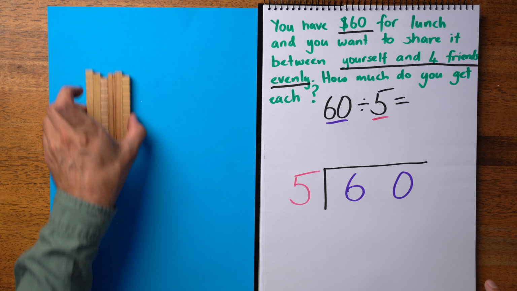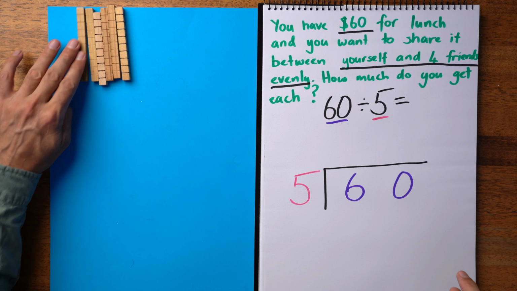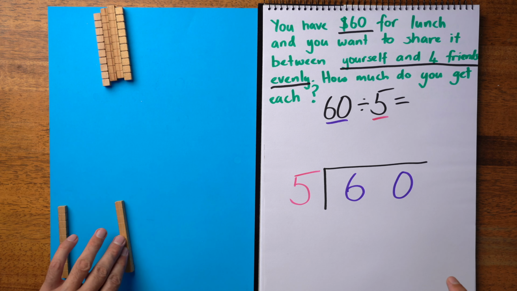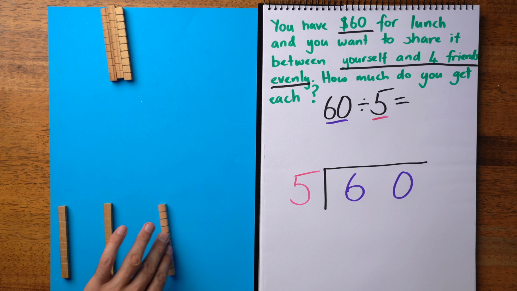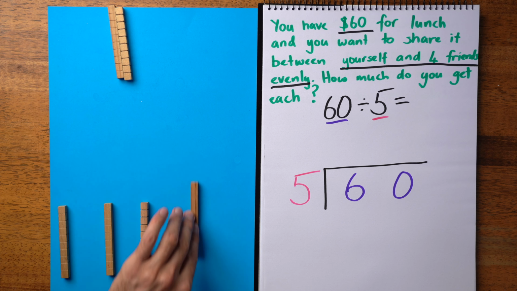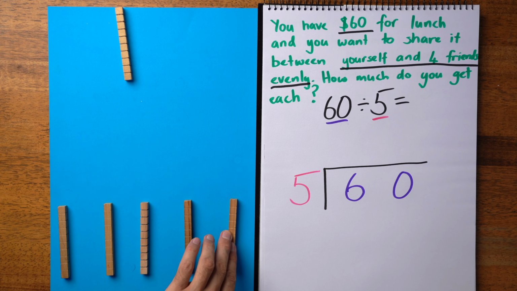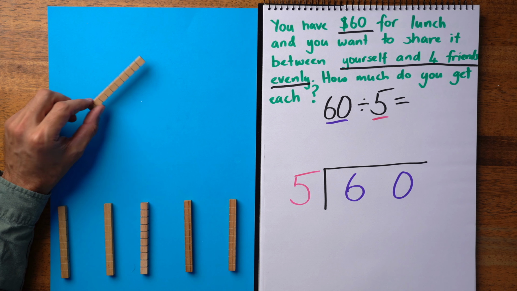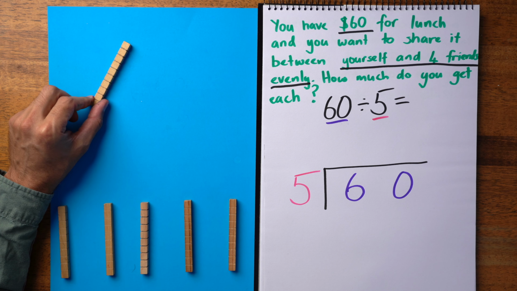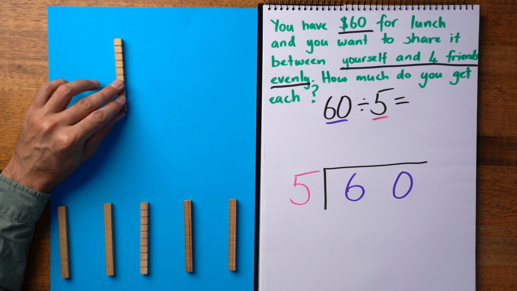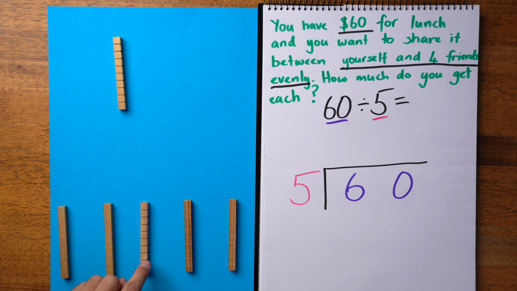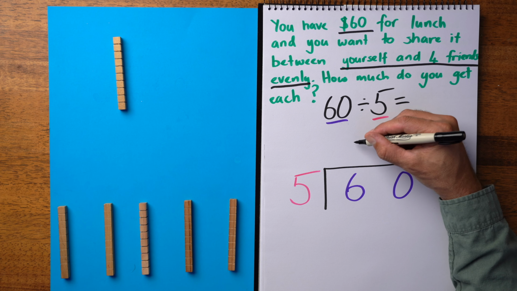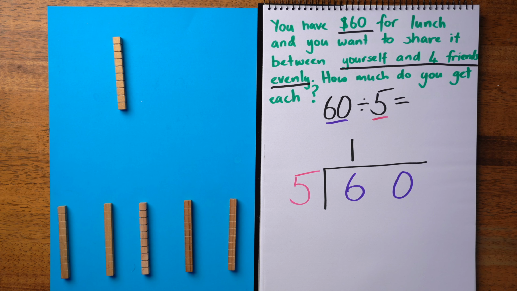All right, I've got 6 tens here. Let's share them between 5. 1, 2, 3, 4, 5. I've got 6, but if I put this into any of the groups, they're not going to be even anymore. So I'm just going to leave that one for now. Each of them got 1 ten. I record that in the tens as 1 ten.